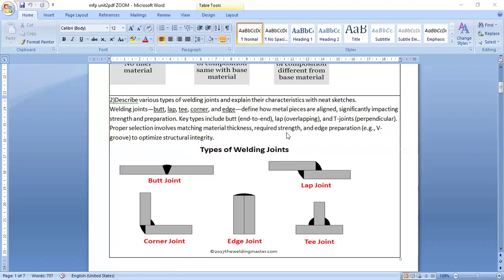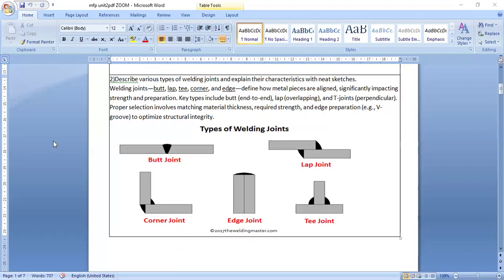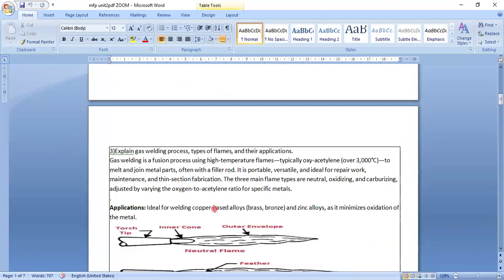Required strength, edge preparation. How you are preparing the edges before welding is also one of the important things here. And also V grooves. Somewhere we make V grooves to optimize the structural integrity. Okay, this is the one.